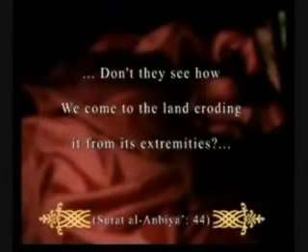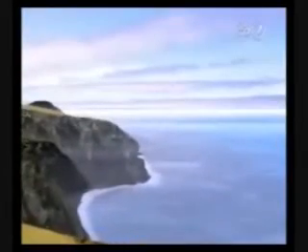Don't they see how we come to the land, eroding it at its extremities? These verses may also be referring to the loss of land on Earth in another regard. At the present time, the polar ice caps are melting and the water level in the oceans is rising. As coastal areas come underwater, the land surface or total amount of land is decreasing. The expression, eroding it from its extremities in the verses may well be pointing to coastal areas being covered by water. God knows best.